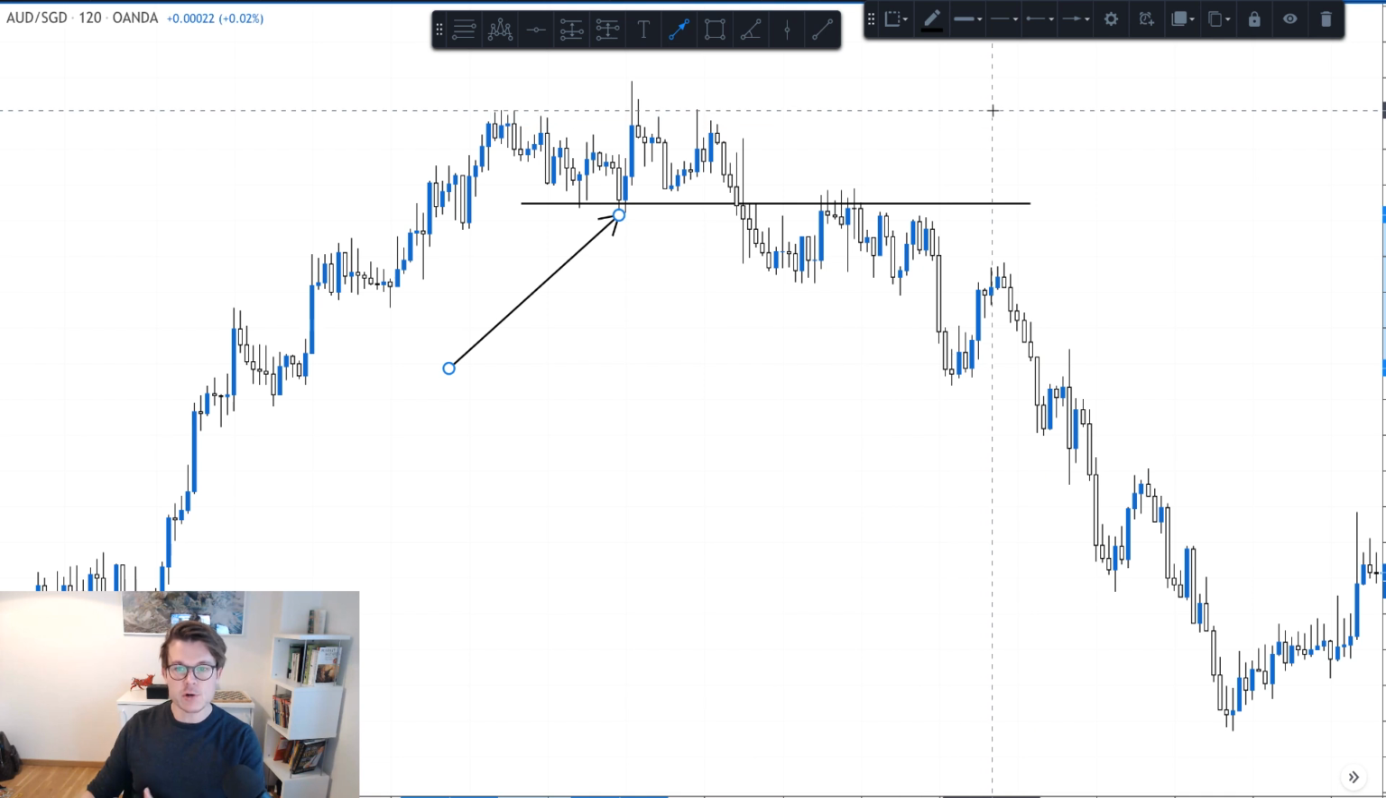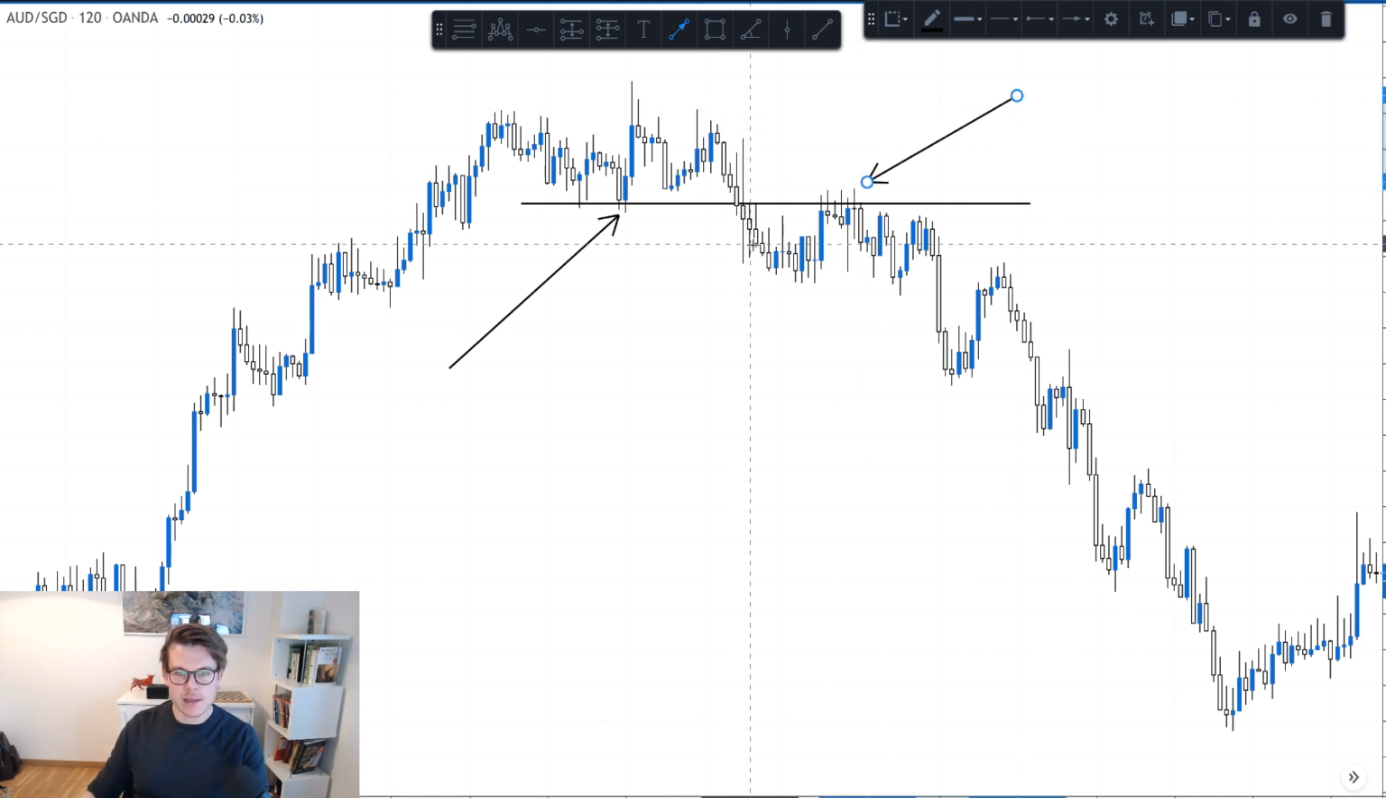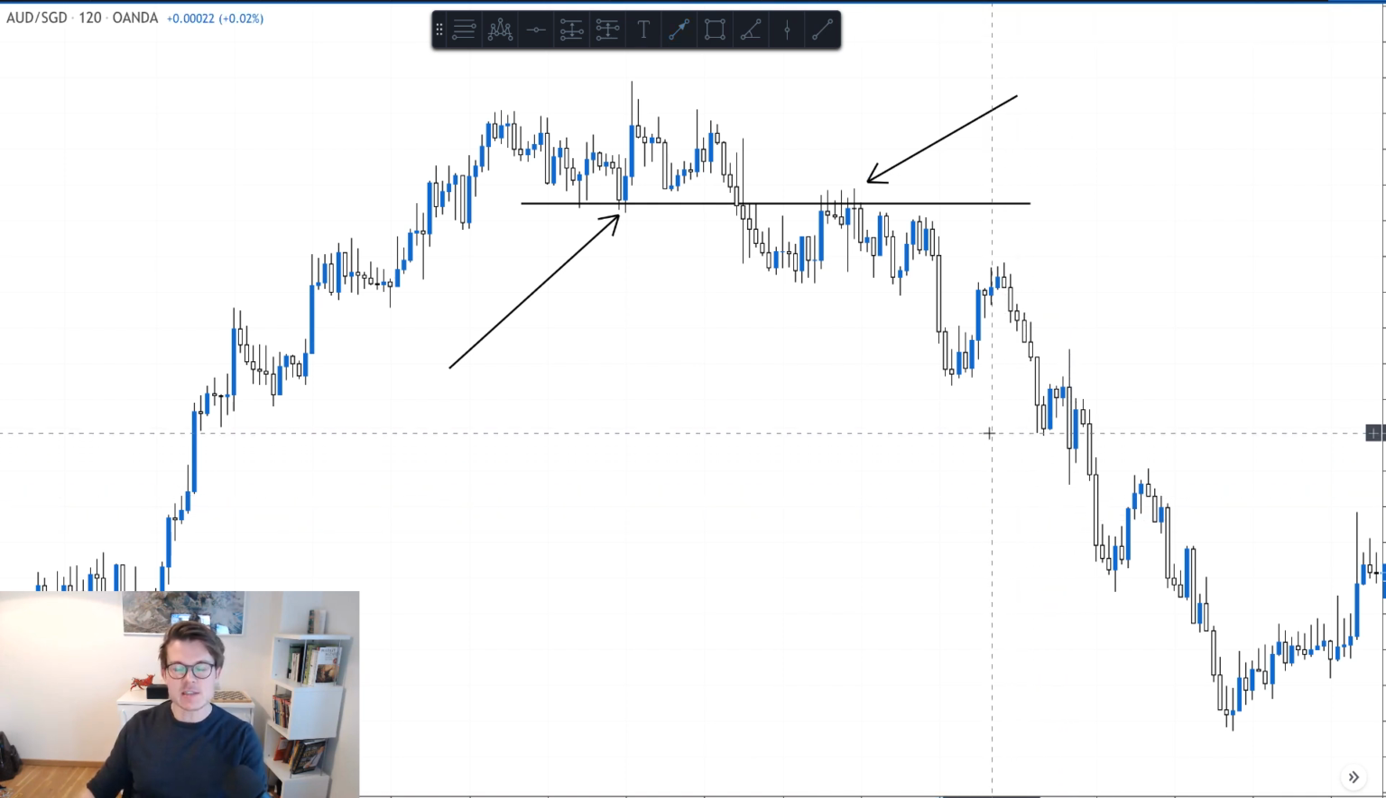And then the pullback obviously is happening here. The market moves away a little bit from the breakout area. This is the breakout area, don't forget that. And then it pulls back, as the name suggests, into the area where the breakout happened. And then the price moves to the downside and continues in the trend direction. This is a very, very common behavior. It really pays off to pay attention to that.